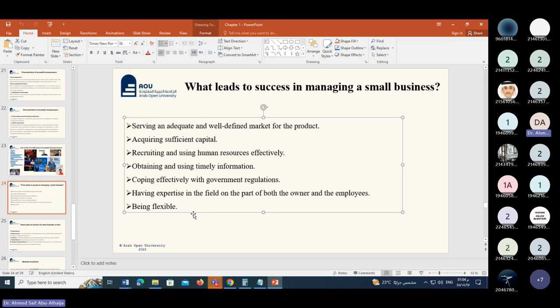Simple, very simple and very important. Two, sufficient capital. If you open a business and you don't have enough money, you will lose. Why? Once you don't have enough money or capital, this means you will not be able to find the right location, or the right decoration, or the right people to work with you, right? And to find the right machines, the right equipment, the right promotion. All of it needs money. It doesn't work without money.